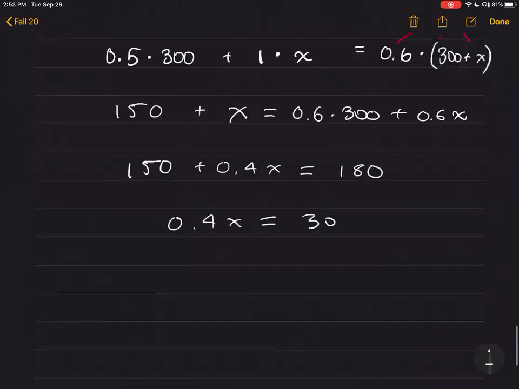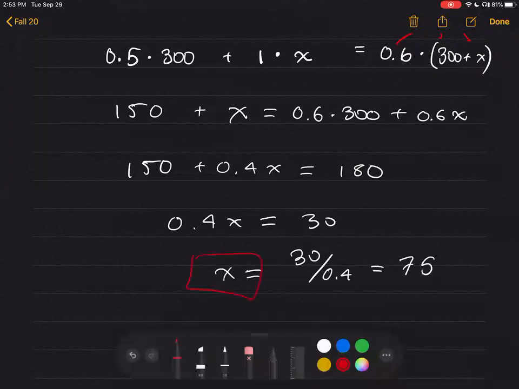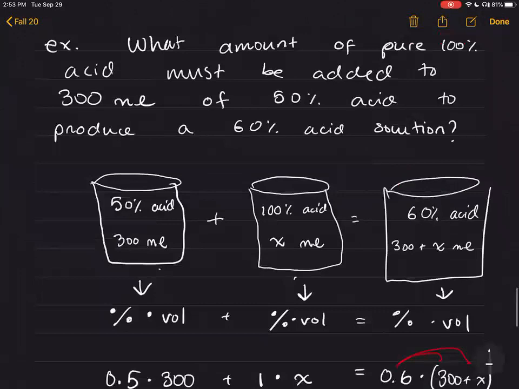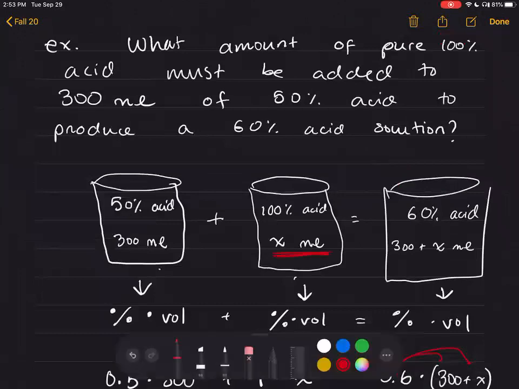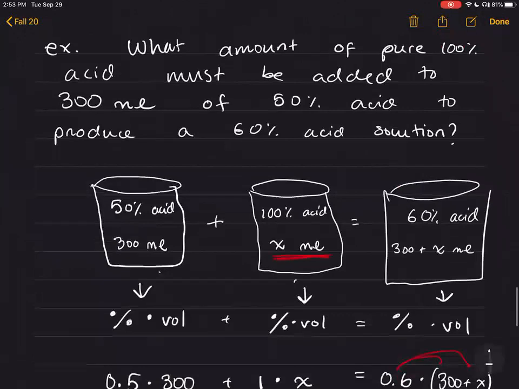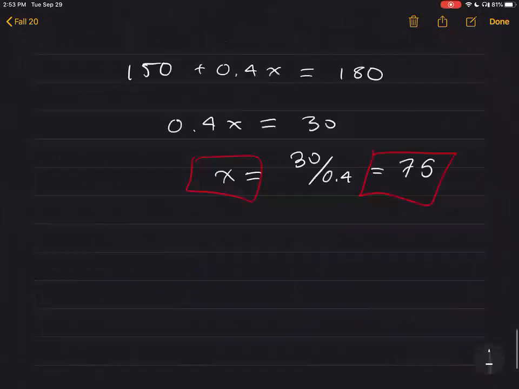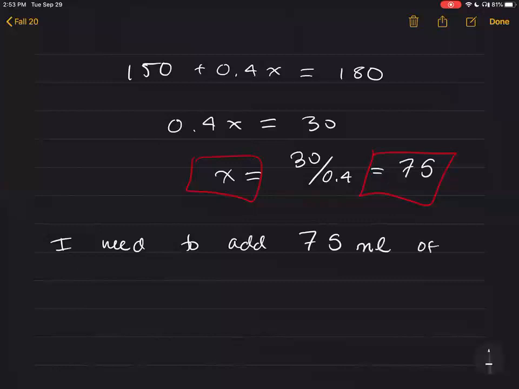Divide both sides by 0.4, we get 30 over 0.4, which equals 75. So we know that x here equals 75. Now, if we go back up, we see our x is the number of milliliters of pure acid we wanted to add to the solution, which is what we wanted to find. So that's good. So now we know I need to add 75 milliliters of pure acid in order to get something with 60% acid.